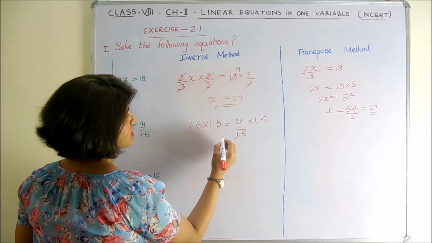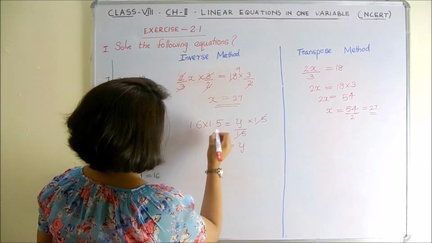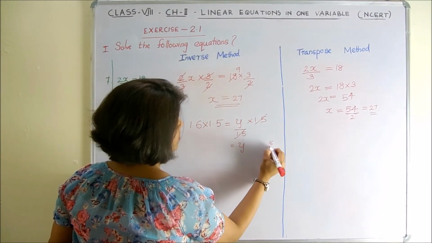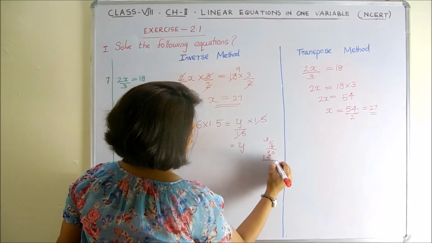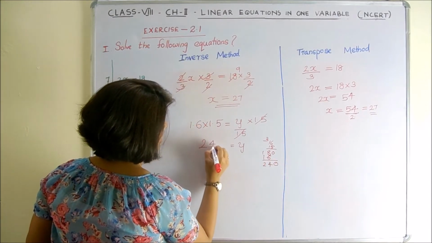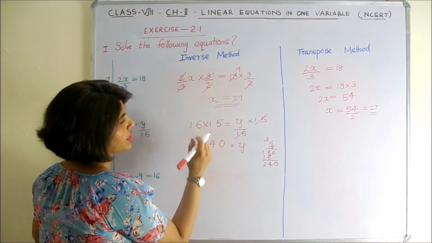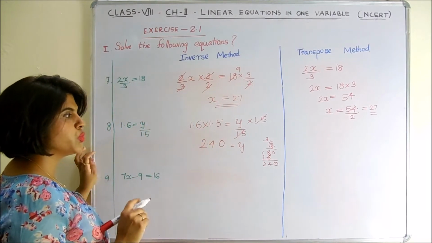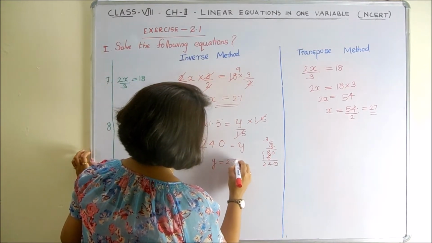So this will get cancelled. So on the right hand side only y will remain, and 1.6 into 1.5: first you have to multiply 16 into 15, it is 240, right? 240. But here you can see that after the decimal there are 2 digits. So we have to put a point after 2 decimals. Then the value is y equal to 2.4.